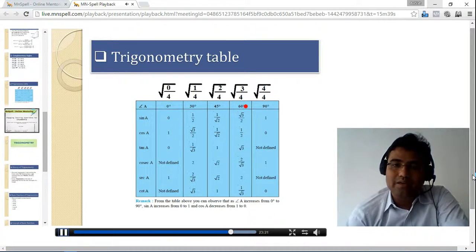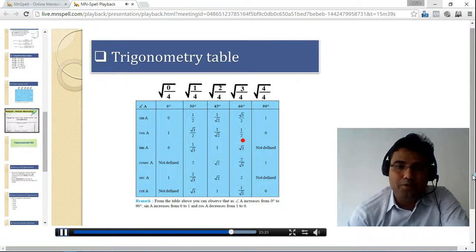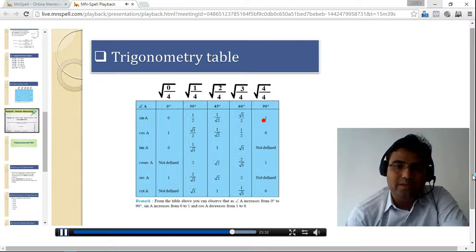Now tan 60 is equal to root 3 upon 2 divided by 1 upon 2. So the 2 will be cancelled, and we have the value of tan 60 as root 3. Now tan 90: 1 upon 0. When we divide 1 by 0, we cannot define it, so it will be not defined or infinity.